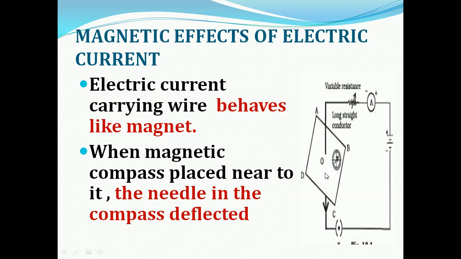Thus we can say that electricity and magnetism are linked to each other, because when electricity is passed through the copper wire, it behaves like a magnet. So from that we can say electricity and magnetism are linked to each other.